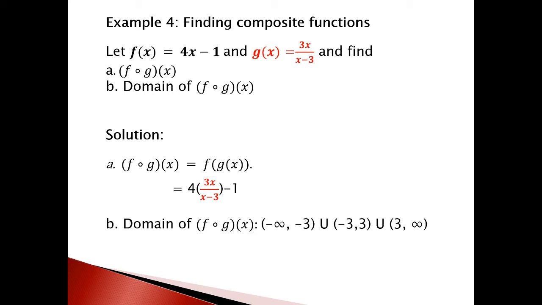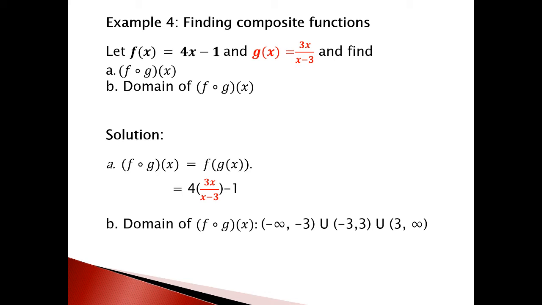Then the domain of f composed with g of x is from negative infinity to negative 3 union negative 3 to positive 3 union 3 to infinity. What is the reason for that? Because g of x is a fraction, and when x is equal to positive 3, the denominator will equal 0. Therefore, we have to exclude positive 3 from the domain.